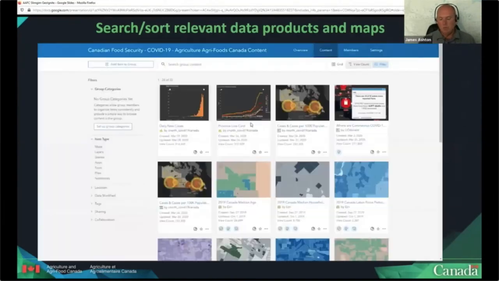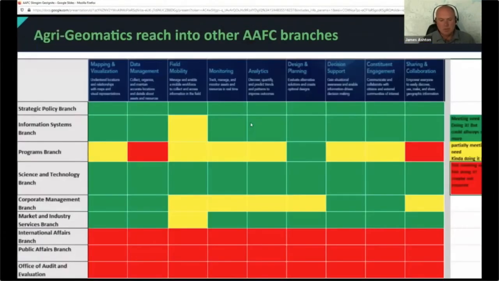One last thing we've done as part of our strategy was to really understand the different GIS workflows. So everything from across the top, mapping and visualization, data management, field mobility, monitoring, analytics, design, all the way through to information sharing and collaboration. We took a look at all the different branches within our department to try and see who we were actively working with and who we could reach out to.